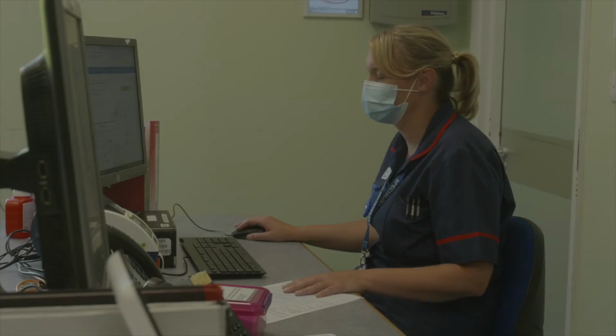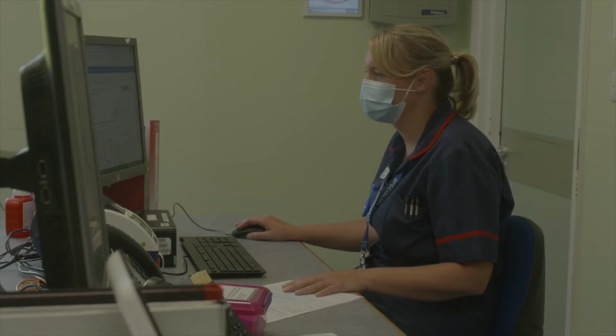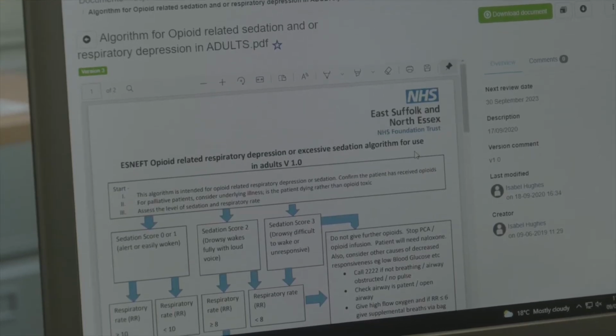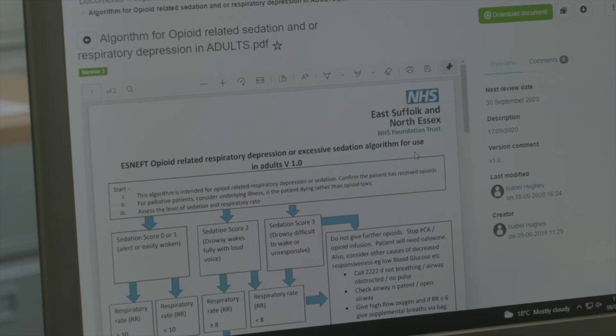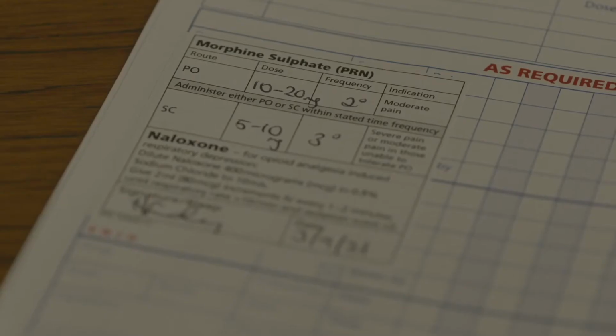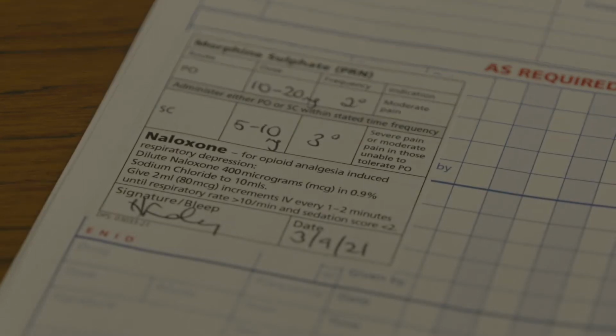Naloxone can only be administered in an emergency by nursing staff if it's prescribed. Nursing staff can use the ESNEFT algorithm for administration of naloxone, which is found on the intranet, to remind them how to do this. And there's a helpful sticker to help you prescribe naloxone when you're prescribing opioids that's in use at both sites.